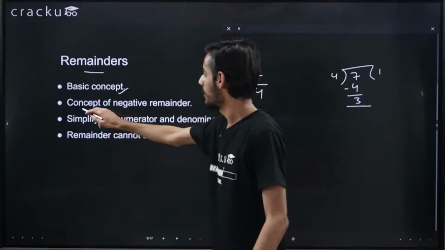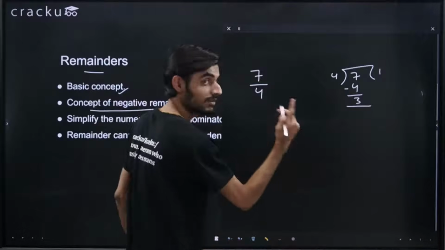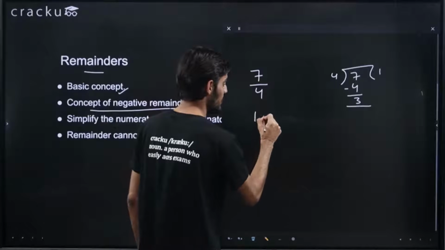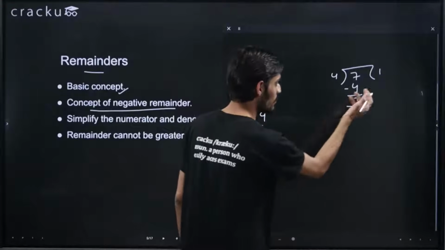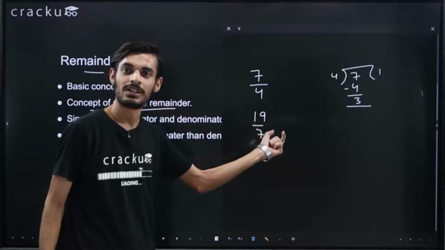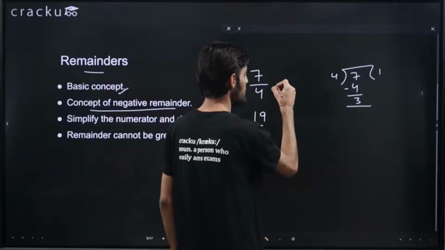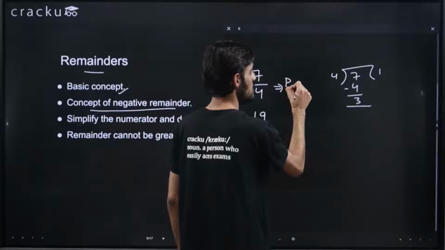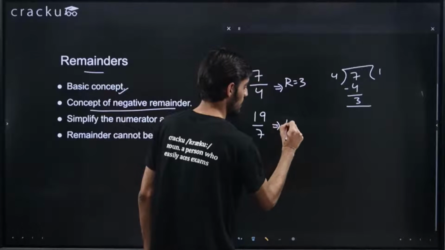But what is more important is the concept of negative remainder. Let's take one more example here. Let's say I have to divide 19 by 7. So 7 into 2 is 14. So the remainder will be 19 minus 14, that is 5. So here the remainder is 3, and here the remainder is 5.